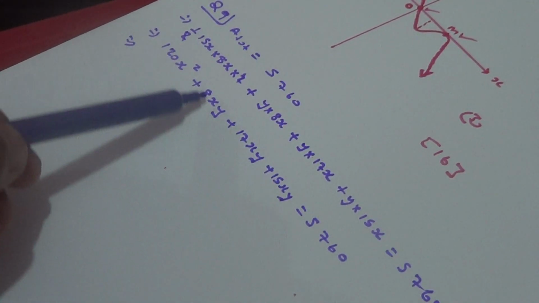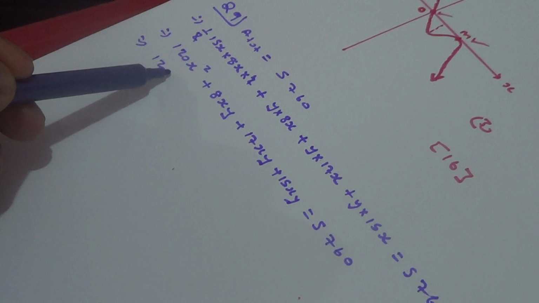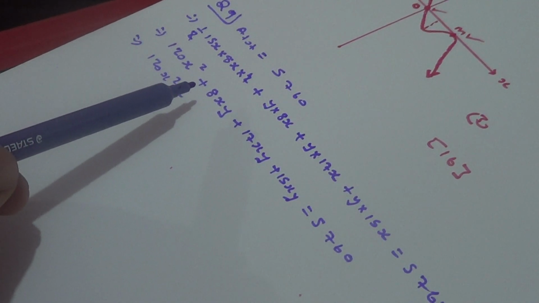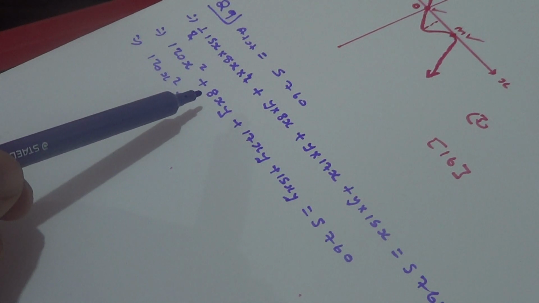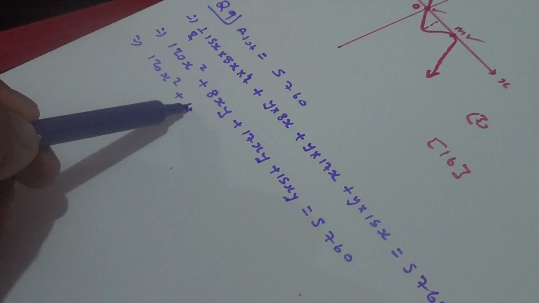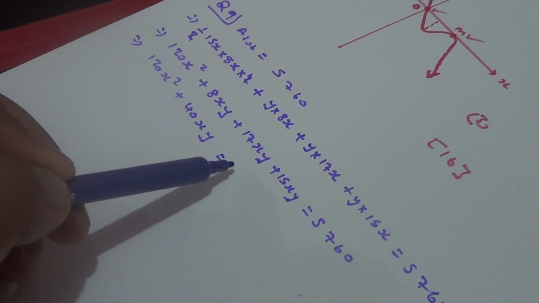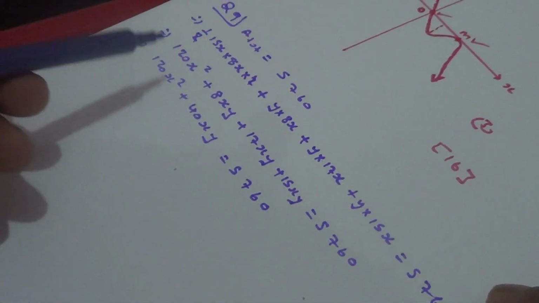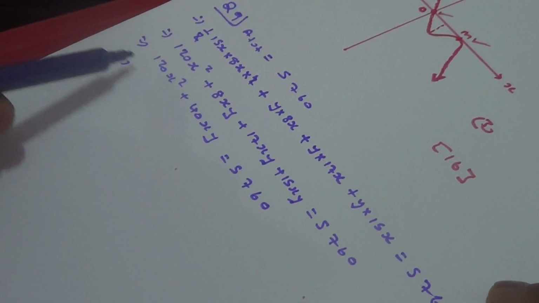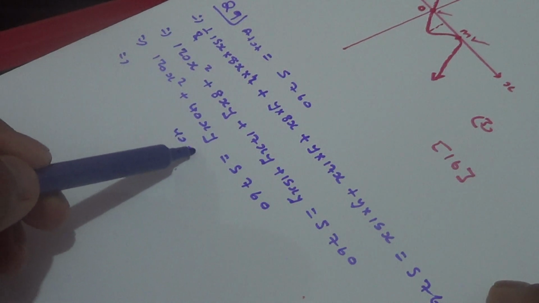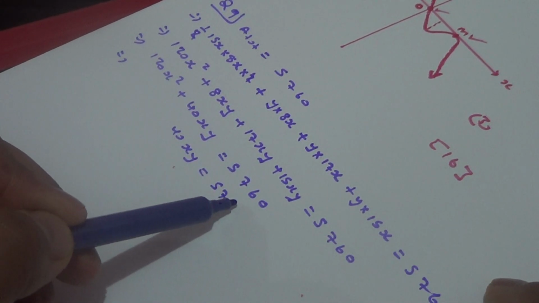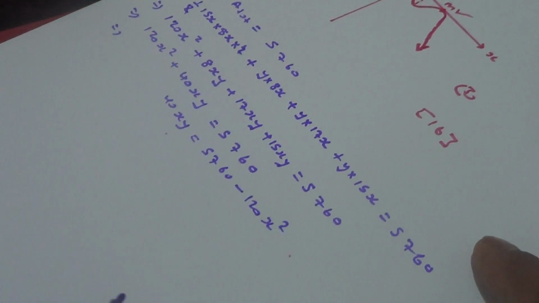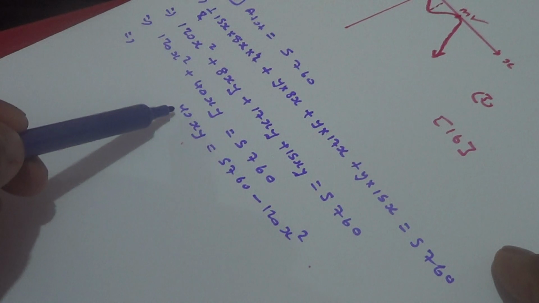Which implies what? These ones are like terms. We can add them together. So we have 120x squared plus, now we have 8 plus 17 plus 15, which gives us 40xy equals 5,760. Now we want to solve for y, so we transpose that guy. So we know that 40xy equals 5,760 minus 120x squared. Then we divide by 40.